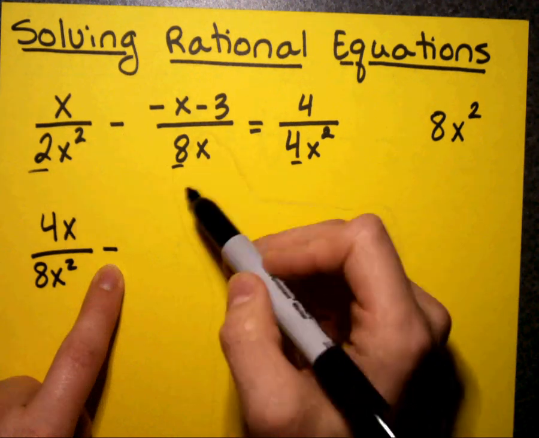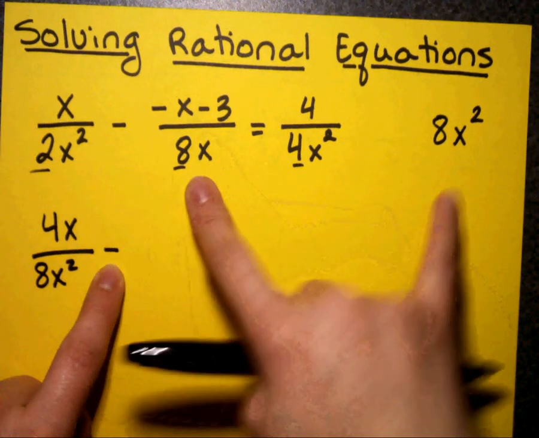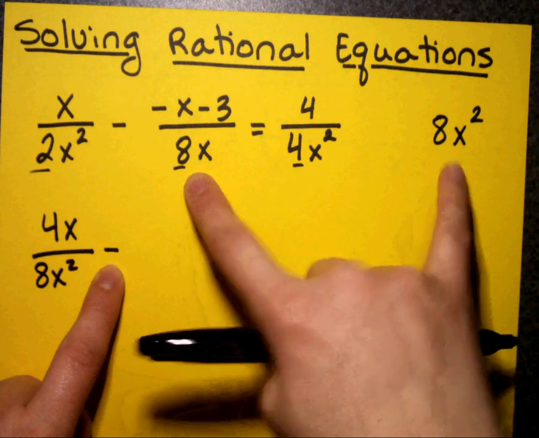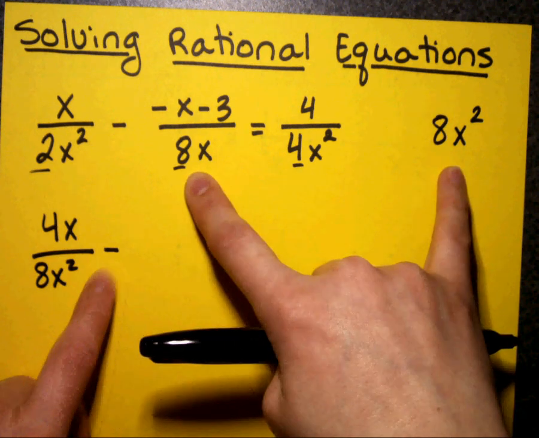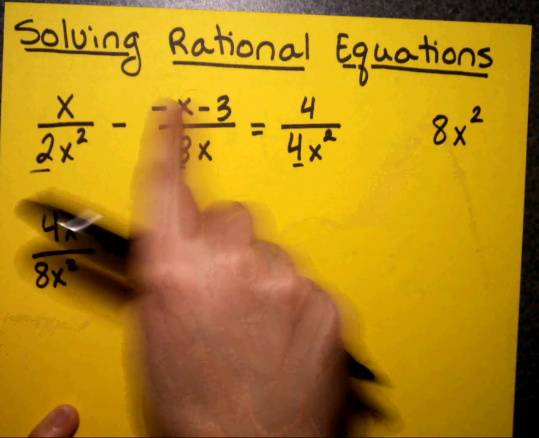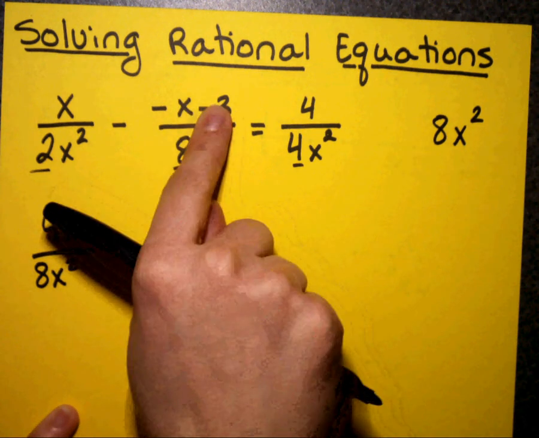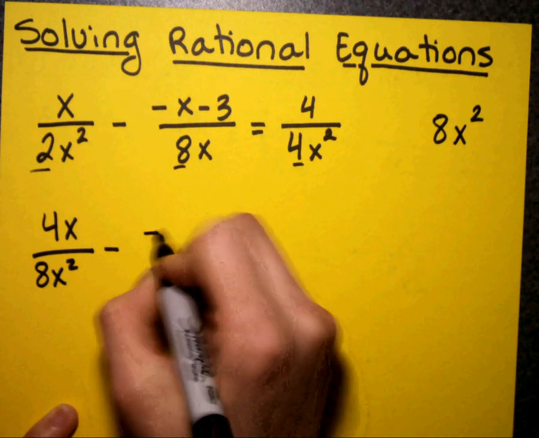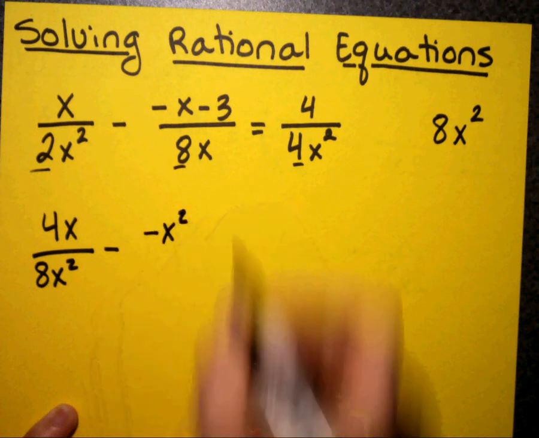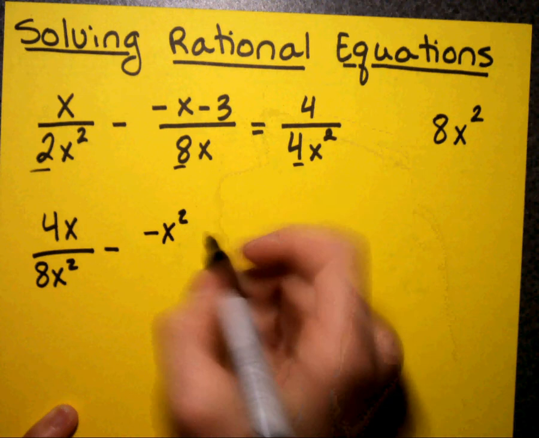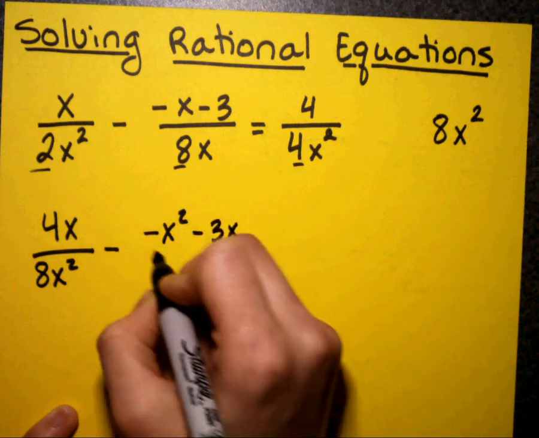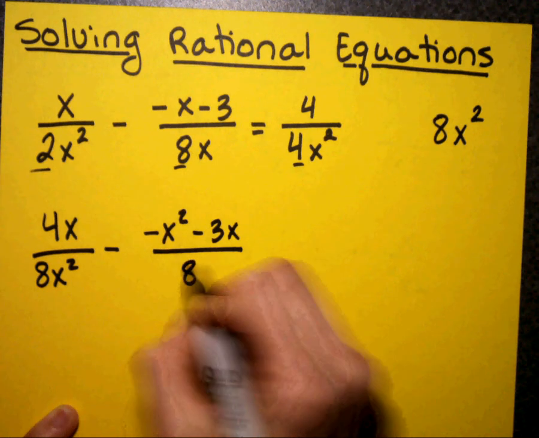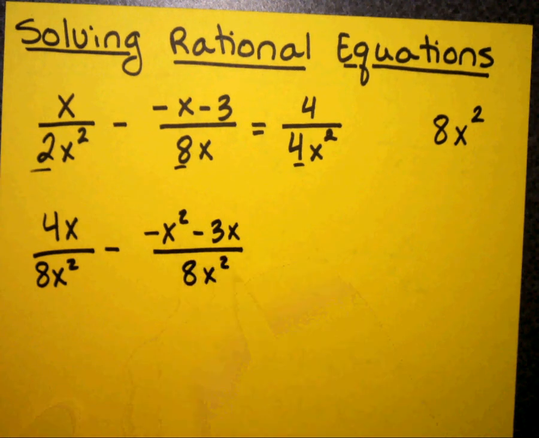Now looking at the second fraction, subtraction, because that's what the problem says. Again, I have 8x, and I need 8x squared. So what do I multiply 8x by? That gives me 8x squared, and it should be x. So I'm going to multiply everything in the top of this fraction by x. So negative x times x gives me negative x squared, and negative 3 times x gives me negative 3x, and 8x times x gives me 8x squared, again like we needed.